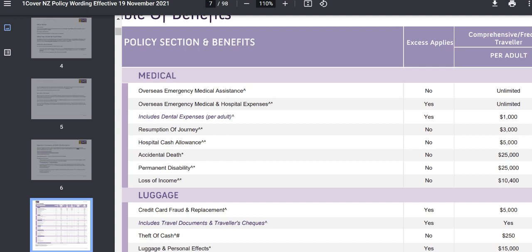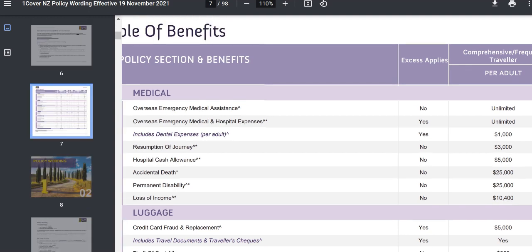And to clarify, that's looking at them choosing or appointing someone to look after you and consult in terms of their assistance. So there'd be no excess for that. But if you start incurring hospital expenses, then yes, there will be charges for that. So you will have to pay the excess for that. And then resumption of journey, say you have to terminate your trip and then come back to New Zealand and then leave again, then yes, there's going to be a waiver of the excess there. They're saying that there's no excess, so you wouldn't have to pay to make a claim for that.